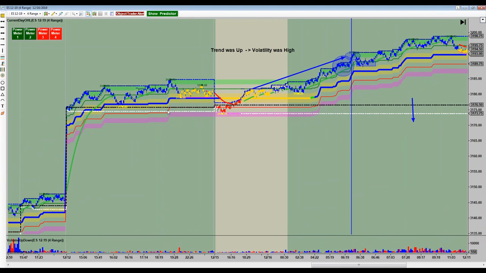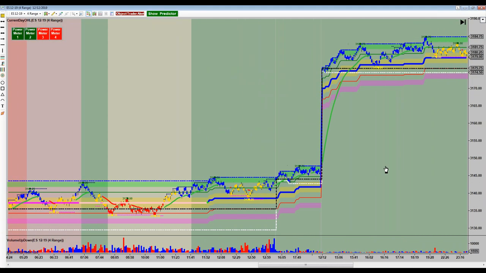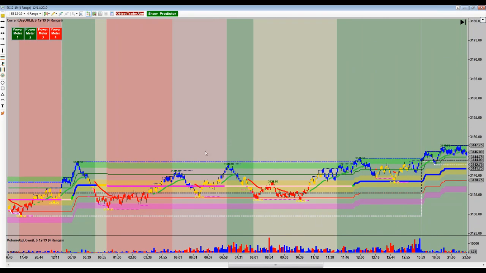Let's see. Today's Tuesday, so this would have been Sunday. Let's not look at Sunday because there was a huge gap up. Let's look back at Friday. Friday would have been over here. Same thing on Friday, the 11th.